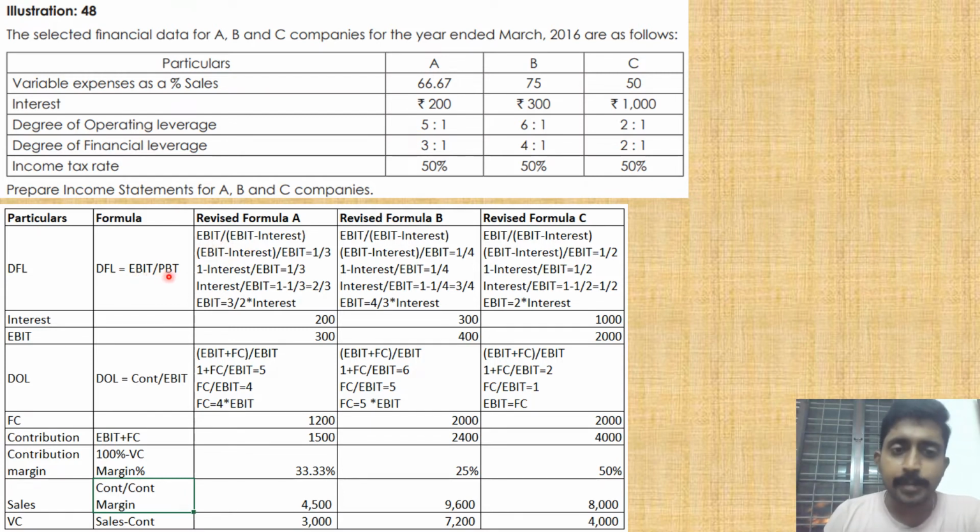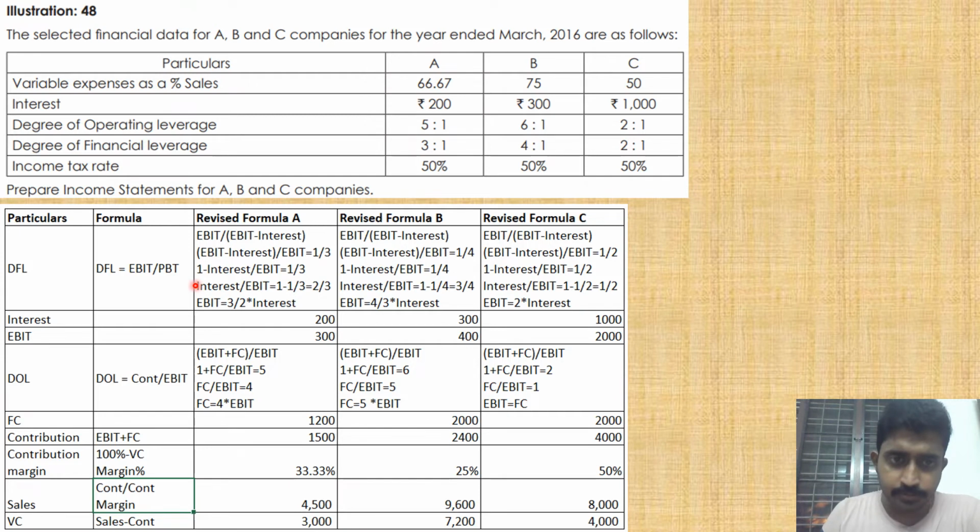So EBIT divided by profit before taxes. Profit before taxes is EBIT minus interest, because interest is given in the question. So EBIT divided by EBIT minus interest. The degree of financial leverage is given as 3:1, or nothing but 3. So EBIT divided by EBIT minus interest is going to be 3. I'm just inversing it, so EBIT minus interest divided by EBIT is equal to 1 by 3.